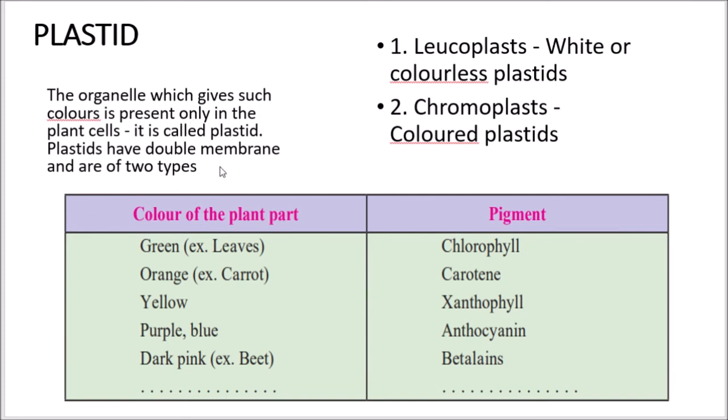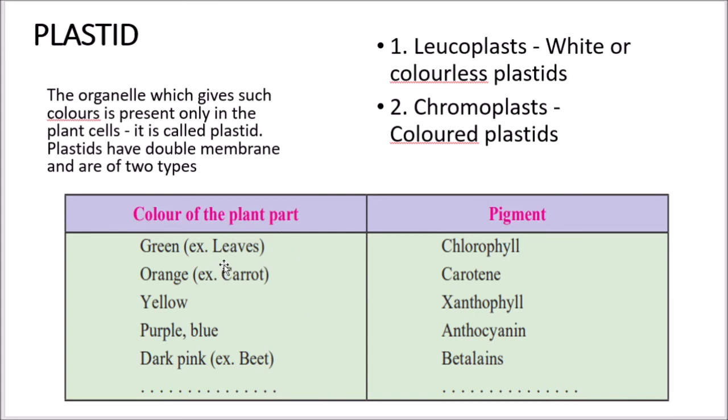Plastids have a double membrane and are of two types. First, leucoplast, meaning white or colorless plastid, and chromoplast, the colored plastid, and one more is the chloroplast, which gives the green color. So here let me show the colors of plant parts and their pigment names.